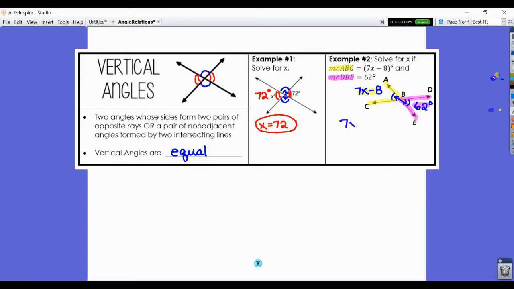So I set it up as 7x minus 8 equals 62. I go ahead and add 8 to each side. I go ahead and get 7x equals 70. To get x all by itself, I have to divide by 7 to get my answer as x equals 10. Now I know I can stop there because it just said in the problem to solve for x, no plug-in needed. But that is how we solve our 4 types of angle relationships we learned today.